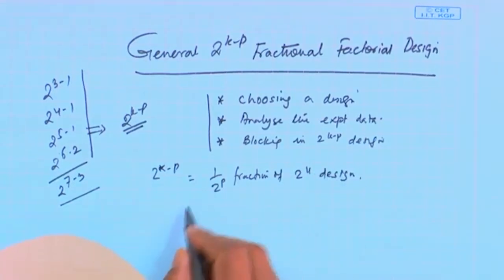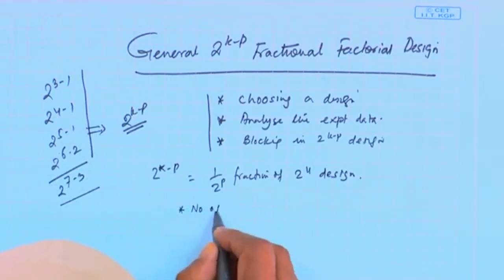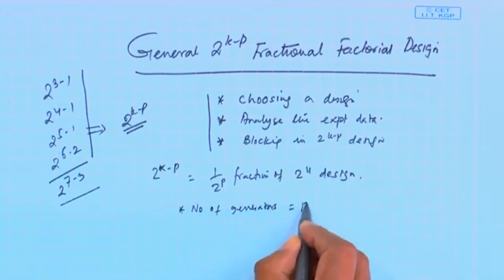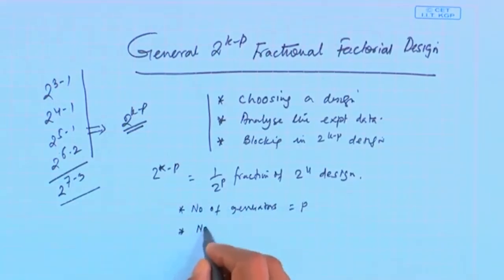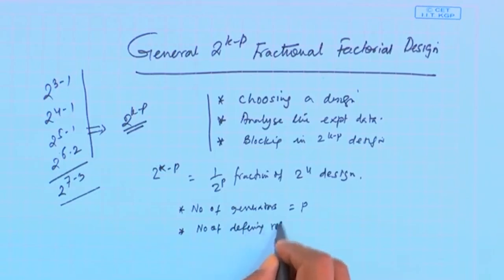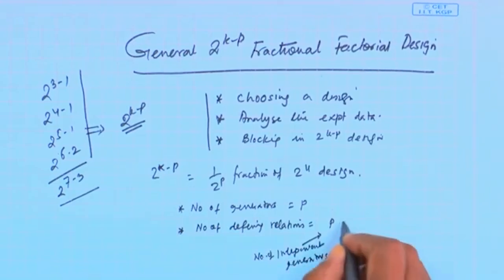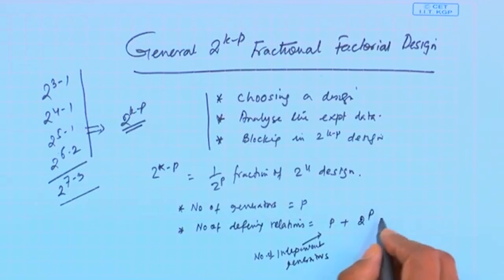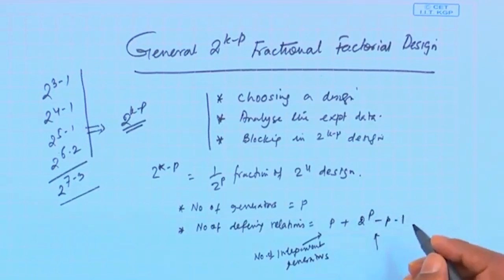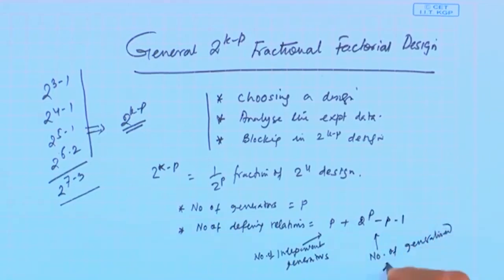So, here a few important things are: one is the number of generators equal to p. Second is the number of defining relations, this will be p, that is, the number of independent generators, plus 2 to the power p minus p minus 1. These are basically the number of generalized interactions.